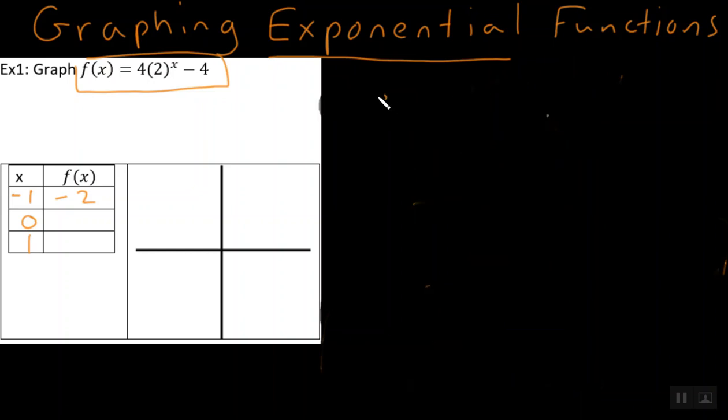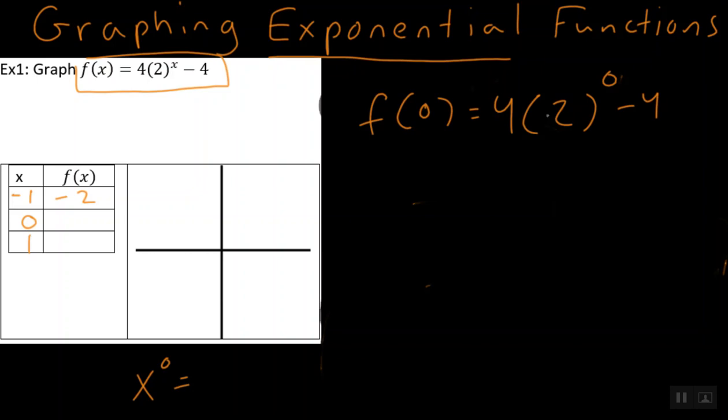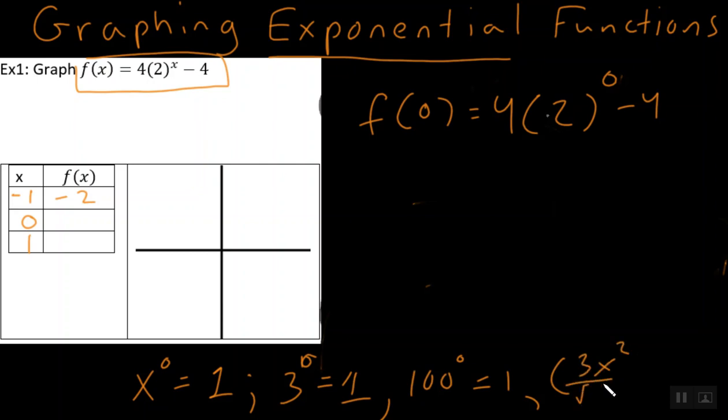Okay, here we have our second property. When we look at f of 0, we're going to plug in 0 into the x, so I have 4 times 2 to the power of 0 minus 4. Well, what is any number to the power of 0? For example, x to the power of 0, we actually have a rule here. Anything to the power of 0 is always equal to 1. So for example, 3 to the power of 0 is 1. What about 100 to the power of 0? That's also 1. Literally anything, I could write something crazy like 3x squared divided by the square root of 50, to the power of 0, will equal 1.